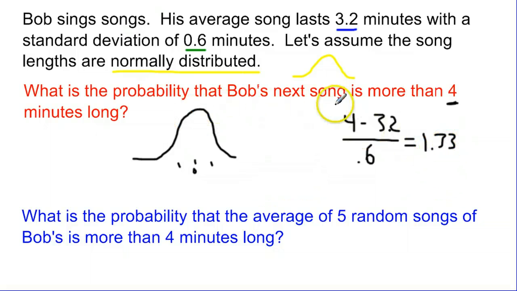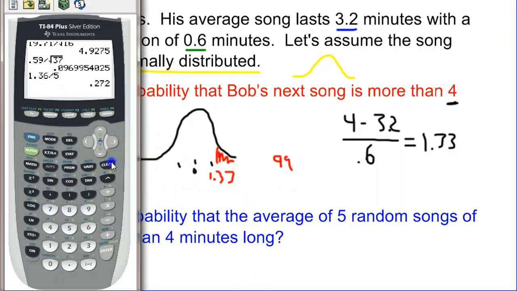We want to know the probability that Bob's next song is more than that z-score. So on our normal curve, we would plot something like that, and we would shade above that value. Now to find the area above a certain value, our left end has a z-score of 1.33, and our right end has a z-score of positive infinity, which for our calculator I'm going to call 99. That's going to be close enough.